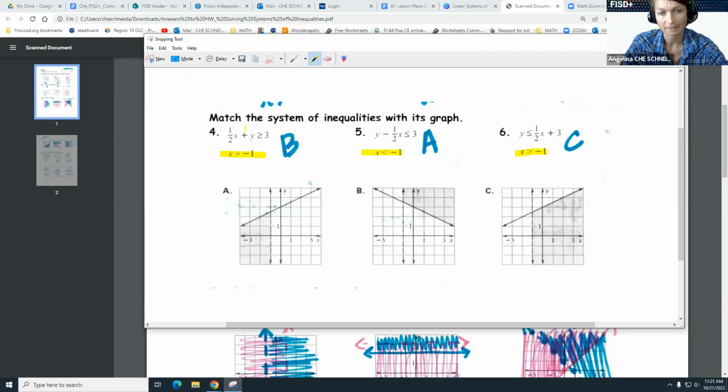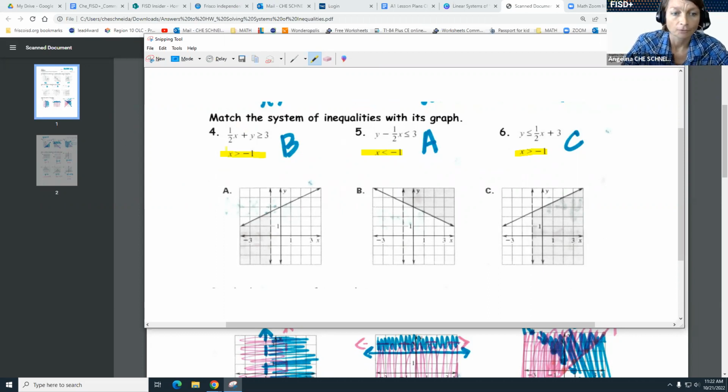Let's think about it. That means the x value on the x-axis, for all points on that line, the x value will remain the same. So that must be a vertical line. Let's see if it helps us to determine if the line will be dashed or solid.